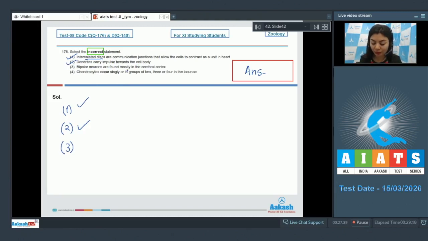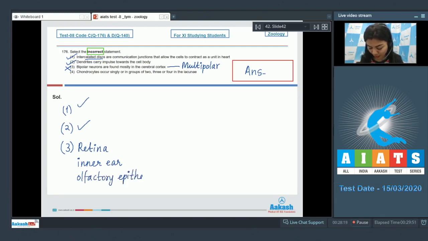Statement 3, bipolar neurons are found mostly in the cerebral cortex. In the cerebral cortex, majority of the neurons are multipolar. So this is not correct, whereas bipolar neurons are found in the retina of eye, inner ear, and in olfactory epithelium. So statement number 3 is incorrect.